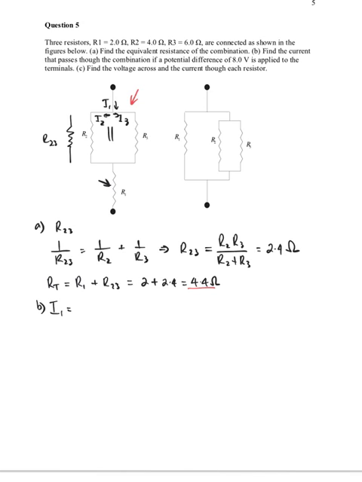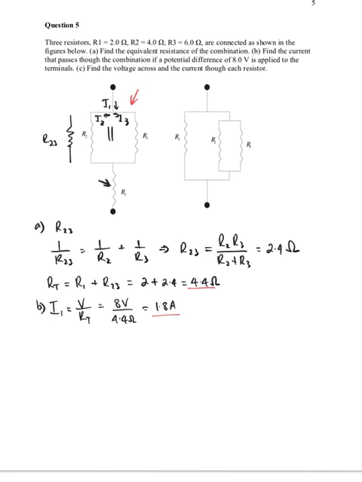I1 is just the voltage of the battery over RT. That's 8 volts divided by 4.4 ohms. That comes out to be 1.8 amps. So we've got a total of 1.8 amps flowing through the circuit. We need to find out how that 1.8 amps is distributed between I1, I2, and I3. Well, we know I1 is 1.8 amps, and we know that I2 plus I3 is going to be 1.8 amps also. But we have to see how that's going to work.